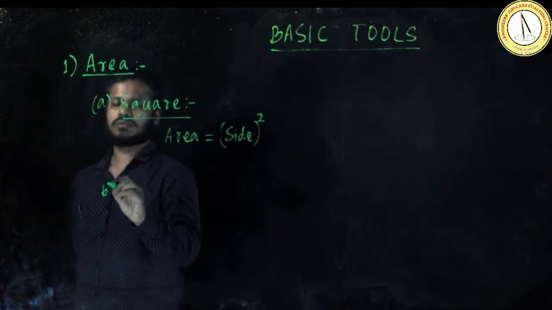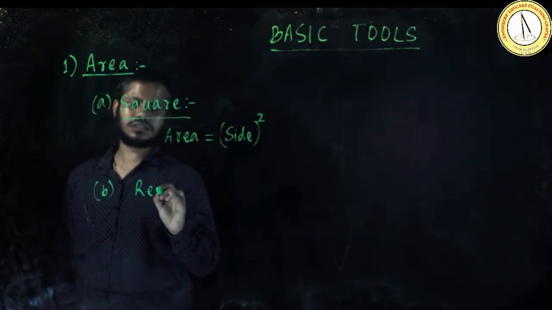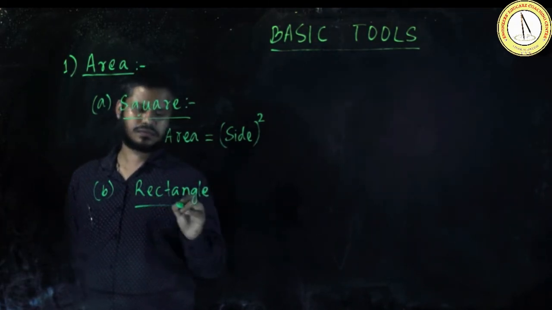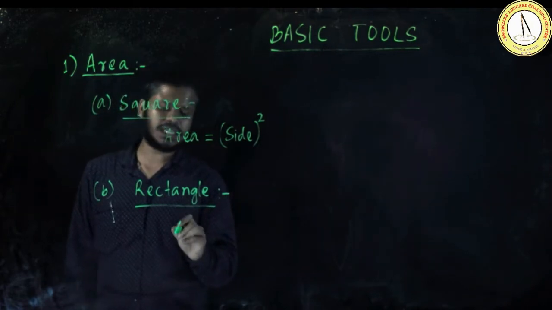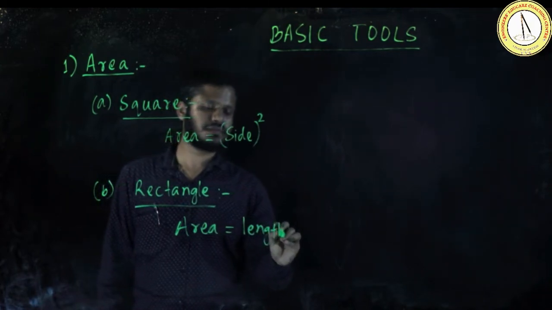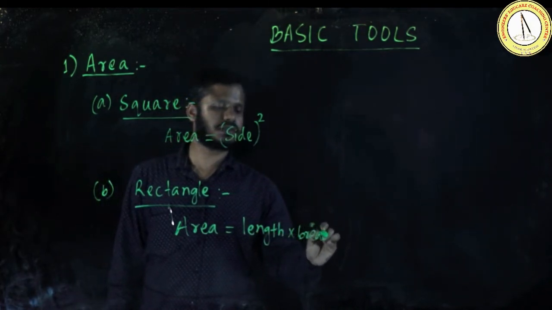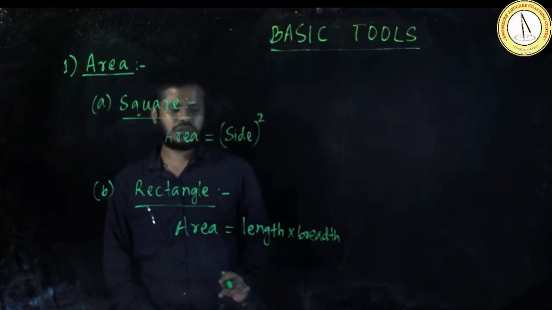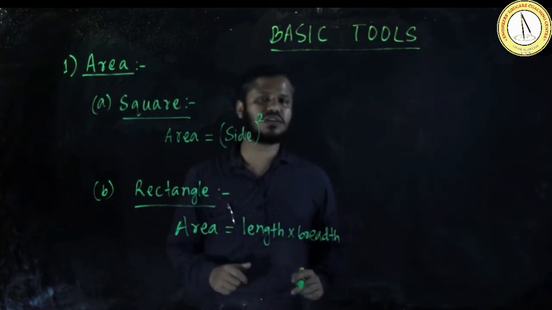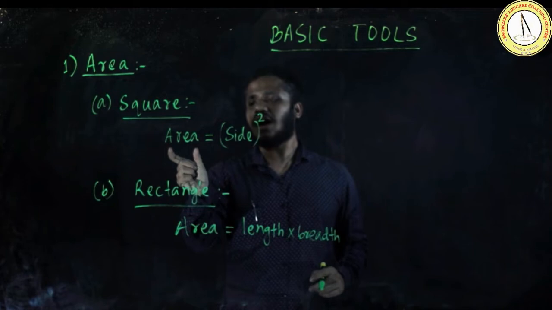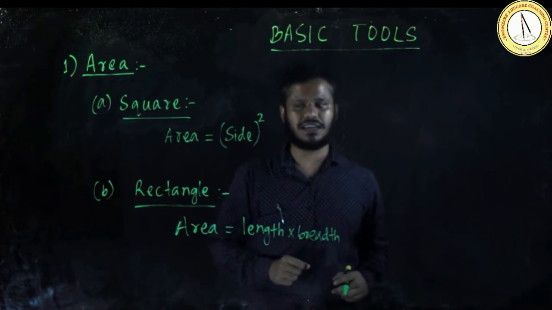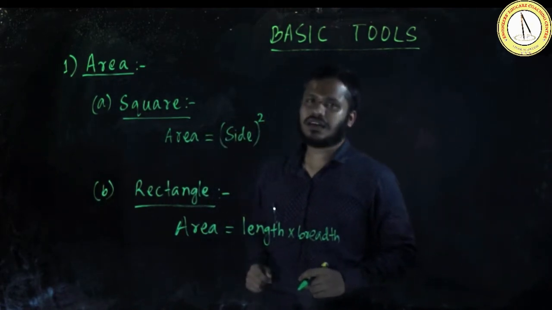Next, number B, rectangle. The area of rectangle is equal to length into breadth. Now, parallelly, we will come to know about what is the unit of this area. Unit means how we measure this area, in what unit we measure. What is the SI unit of this area? The SI unit of area is meter square.